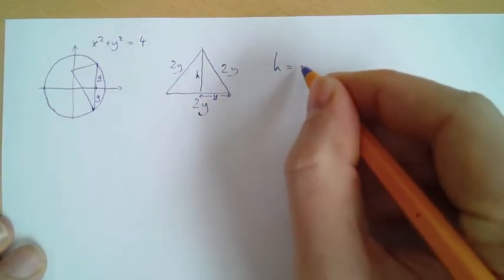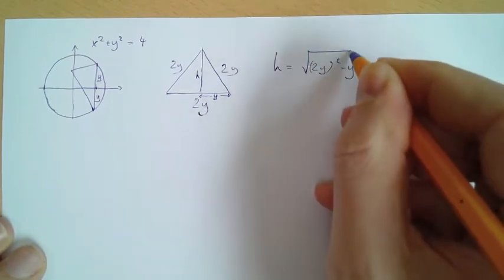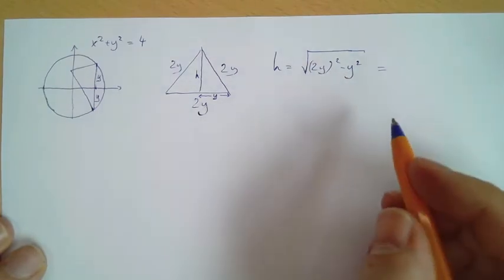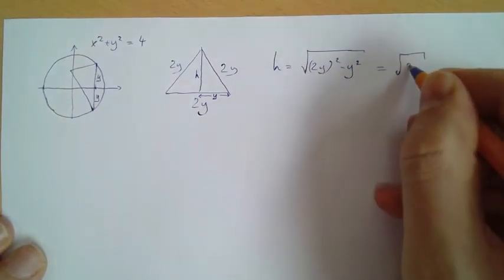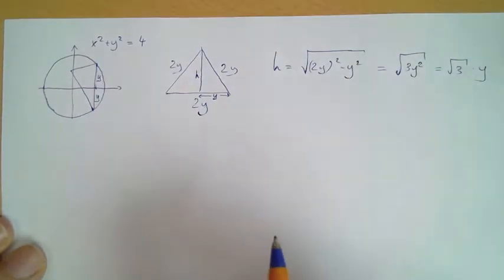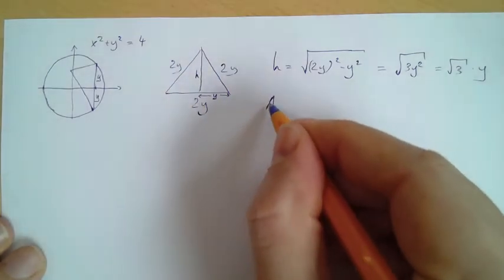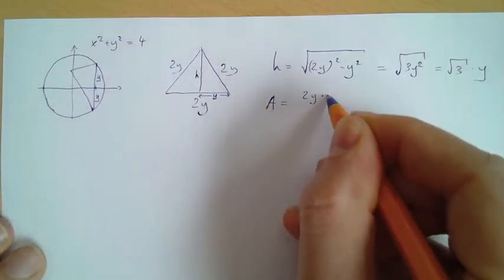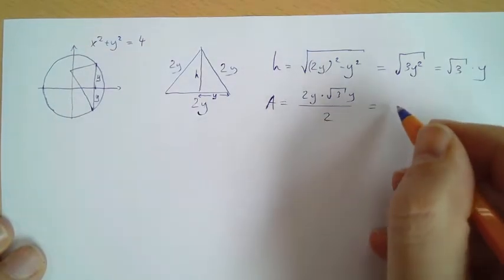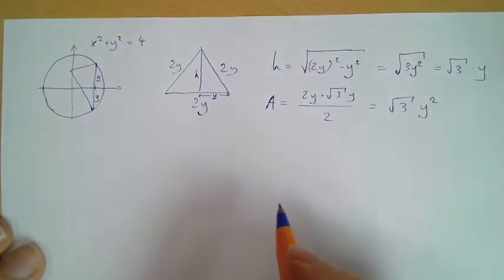So h equals the square root of (2y) squared minus y squared. That's 4y squared minus y squared equals 3y squared, equals root 3 times y. So what's the area of the equilateral triangle? It's base times height over 2. That is root 3 y squared.